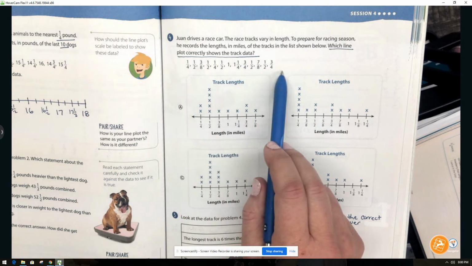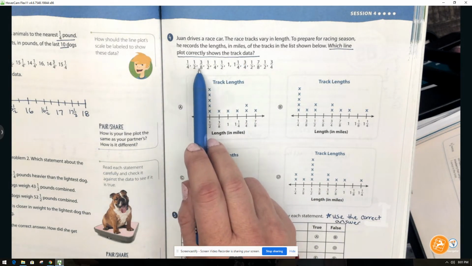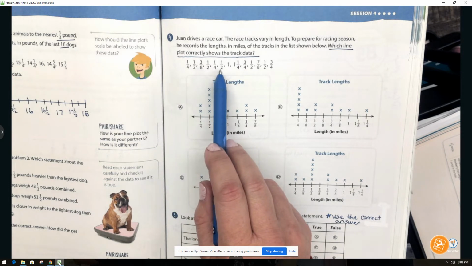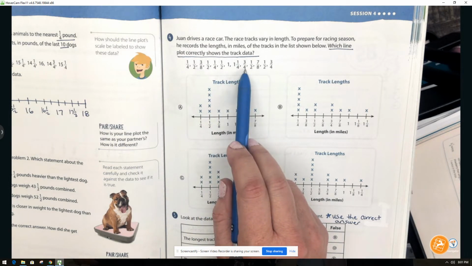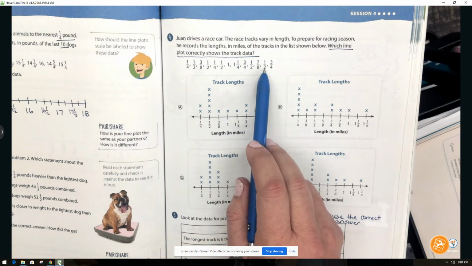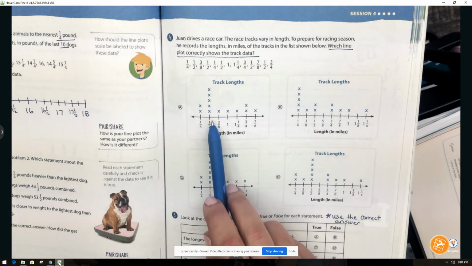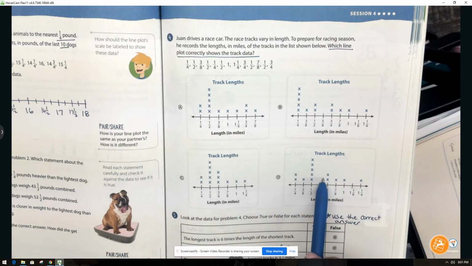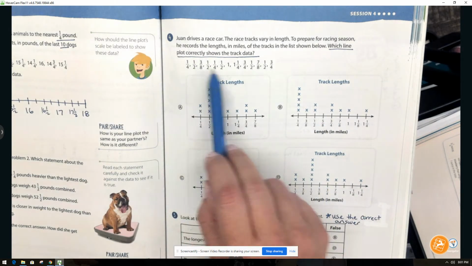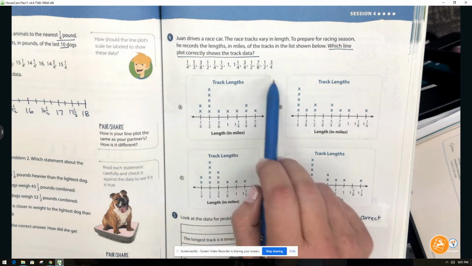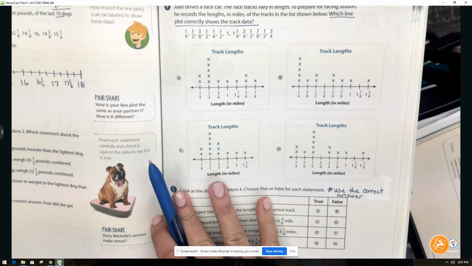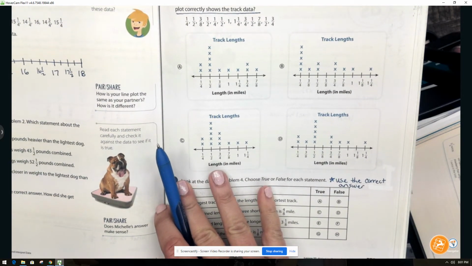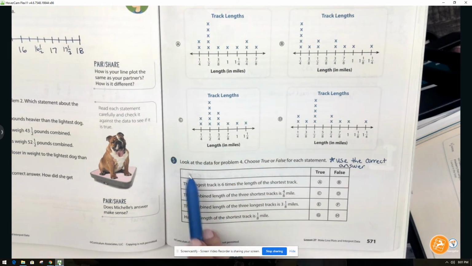So we have all of the data here. We have 1/4, 1/2, 3/8, 1/2, 1/4, 1/2, 1, 1 and 1/4, 3/4, 1/2, 7/8, 1/2, 3/4. So you're going to look and see which of these line plots correctly shows the data that we see here above. Then we're going to go to number 5.